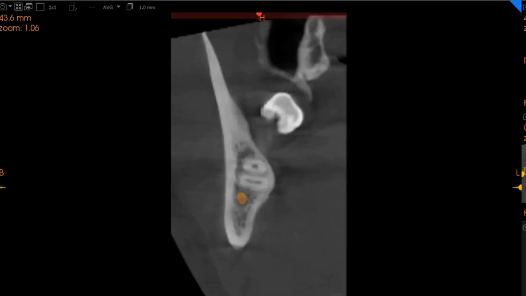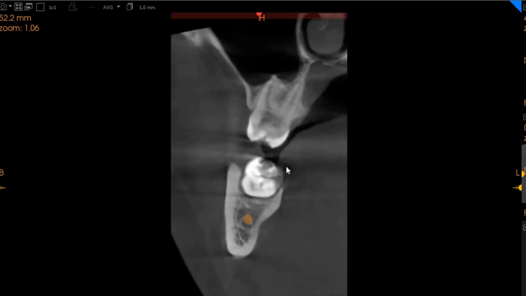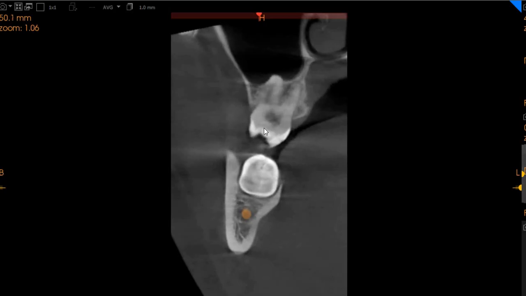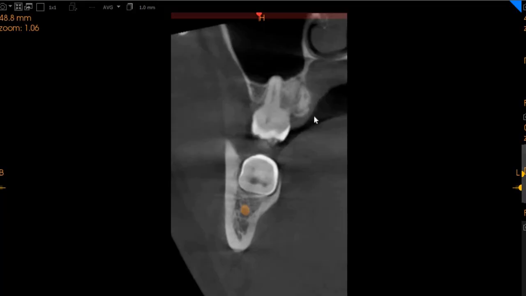This is the upper right. Now we're going to focus on the upper right wisdom tooth. The upper right wisdom tooth is distoangular impaction. Now this is the 7. As we move towards the 8, as you can see, the roots are going to start appearing. This is where the roots of the upper right 8 start to appear.